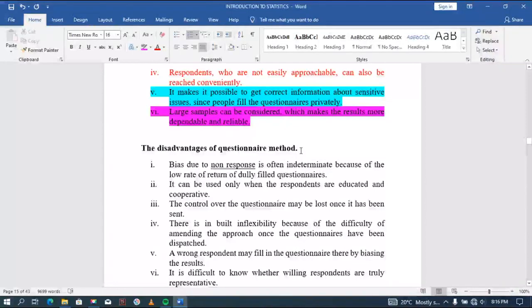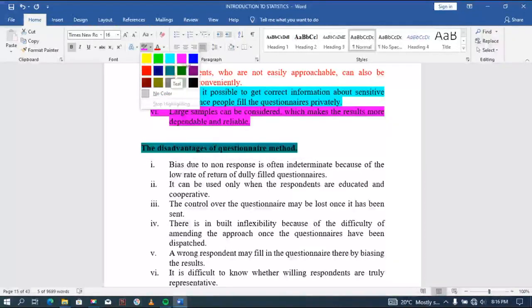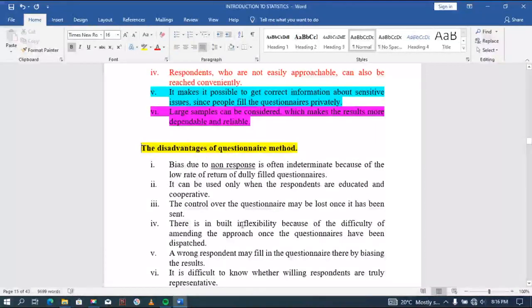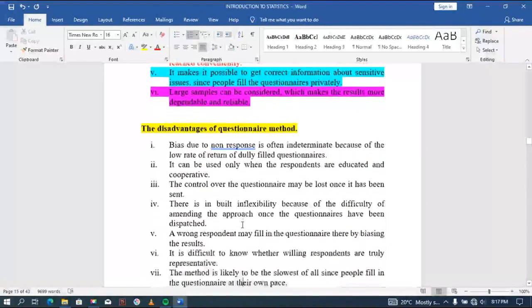We have some disadvantages as well of this method. Disadvantages of using the questionnaire method. So the questionnaire method has got some bias due to non-response. Bias due to non-response is often intermediate because of the low rate of return of valid field questionnaires.